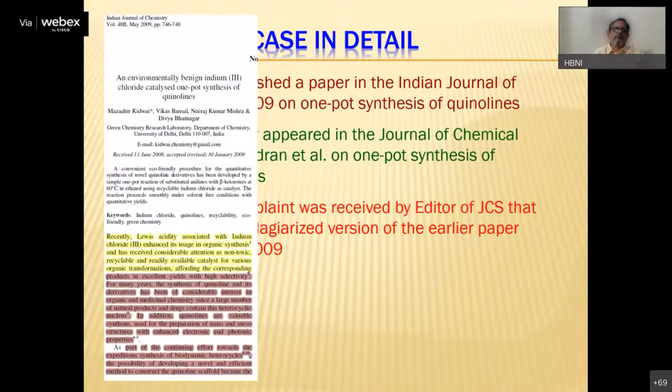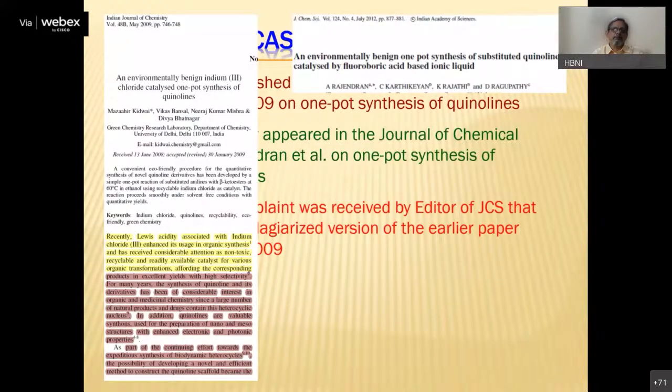So we'll see what exactly has been done. This was the first paper which appeared in 2009 in the Indian Journal of Chemistry, by Mazahir Kidwai et al. What I did was I took both these papers and ran them through software which is freely available on the internet, just to see what the similarities are between the two papers. So this is the first paper, and this is the second paper, which appeared in 2012 by Rajendran et al. in the Journal of Chemical Sciences.